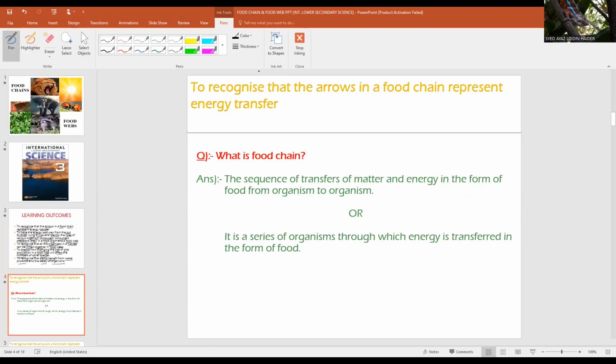I will start with the definition of food chain. What is food chain? It's the sequence of transfers of matter and energy in the form of food from organism to organism. You can also define it in a simpler way, that is, it is a series of organisms through which energy is transferred in the form of food.